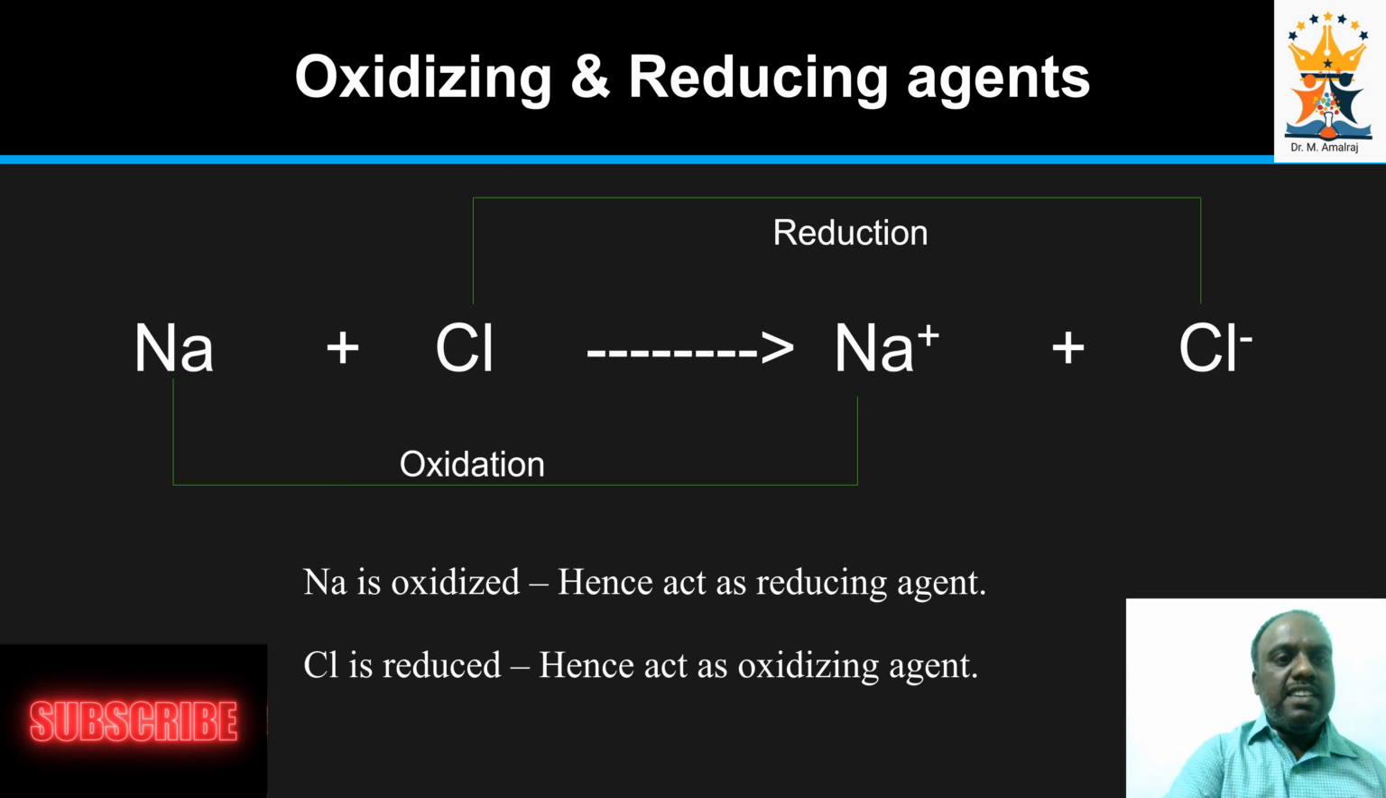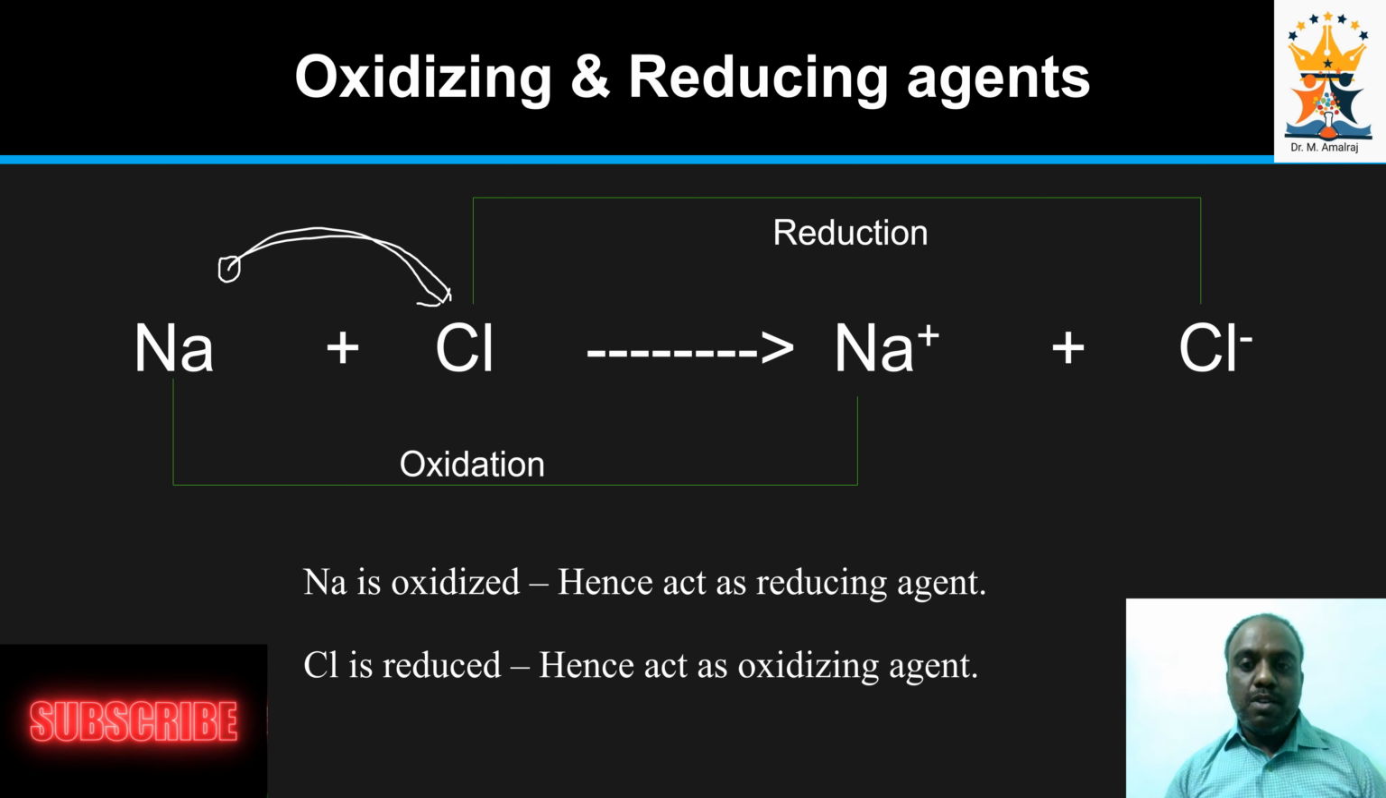That means the valence shell electron of sodium is pulled by the chlorine atom, making sodium get oxidized, because when it pulls this electron, sodium will lose its electron. So chlorine makes sodium get oxidized and hence it is called the oxidizing agent. In other words, sodium pushes the electron to chlorine to make chlorine get reduced. Hence sodium is called the reducing agent in this particular reaction.